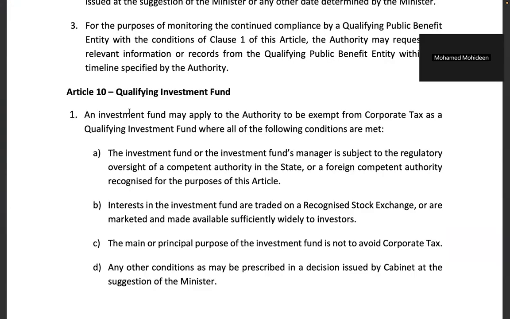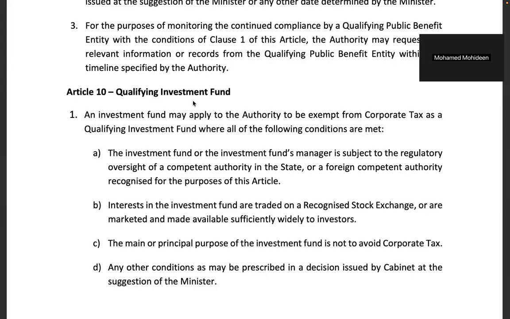Qualifying investment fund. You remember article 4, mother article of exemption? From article 4 until article 10, I'm going to repeat, all articles relate to exemptions only. Right? It's chapter 4. Yes. And the last article of the exemptions is for qualifying investment fund.